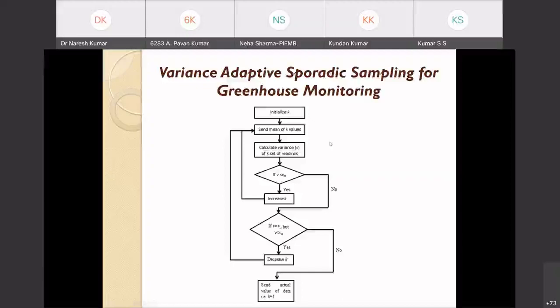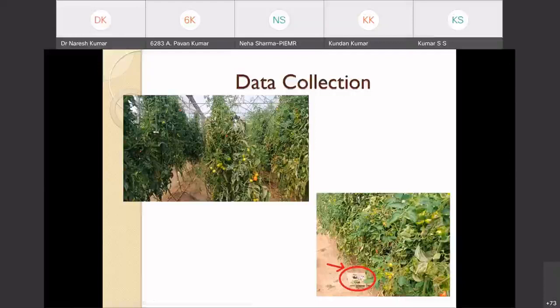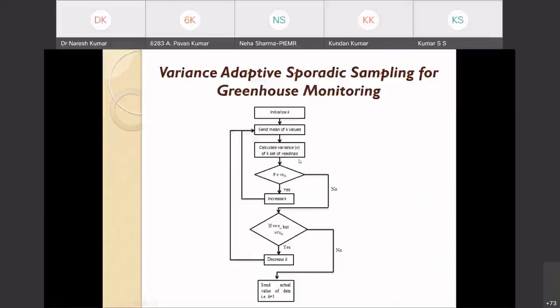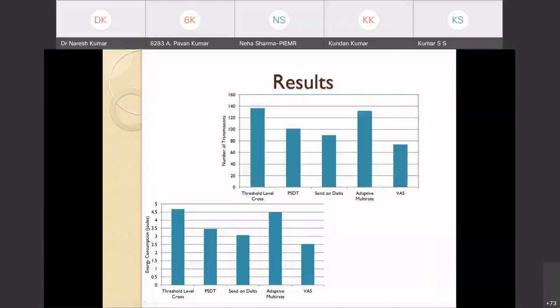Otherwise, we increase or decrease the value of K. And this is the one algorithm which will very soon be published. And these are some of the data collection units on horizontal layouts for taking sample values of humidity and temperature, and the algorithm was implemented on this and the analysis carried out. The results were: this is the threshold level cross, this is PSDT, this is the number of transmissions required, this is send on delta, this is adaptive multi-rate, and this is VS. So this VS is proposed by us.